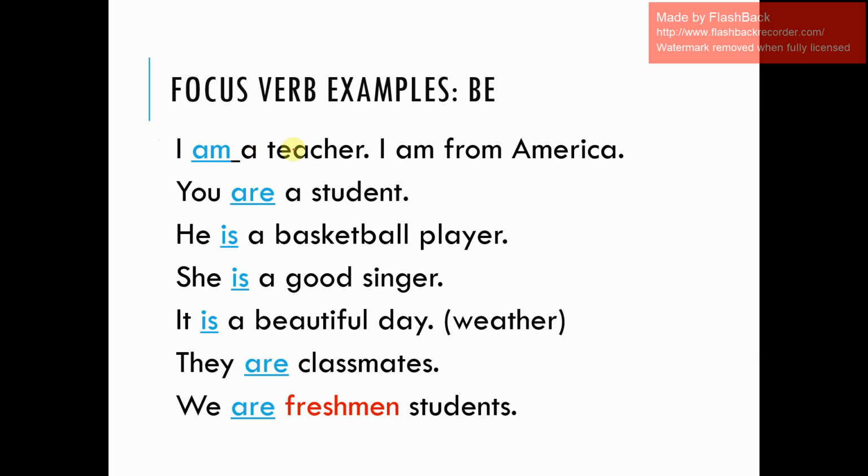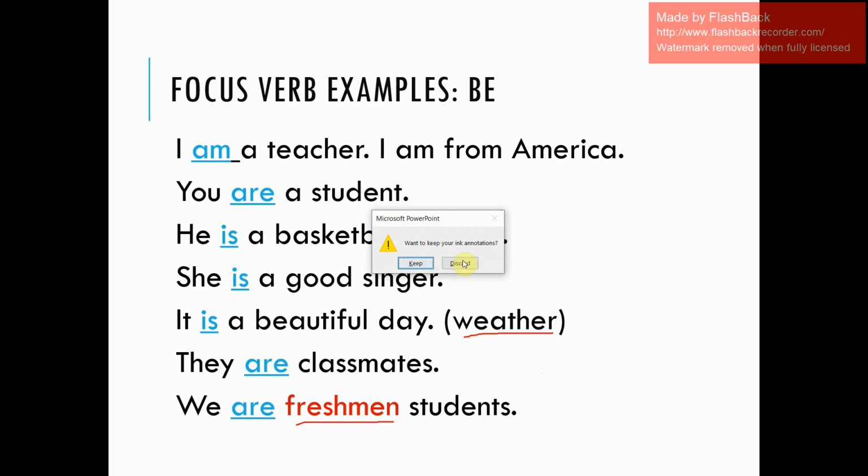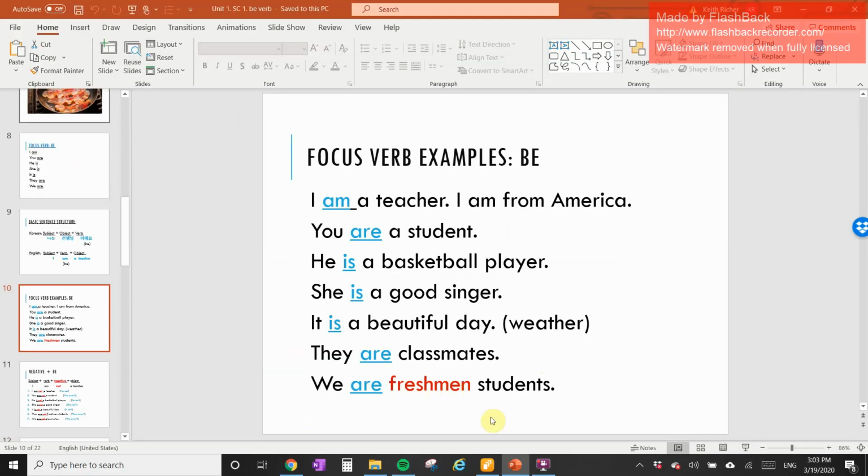Examples: I am a teacher. I am from America. You are a student. He is a basketball player. She is a good singer. It is a beautiful day, talking about the weather. They are classmates. We are freshman students. What is freshman? Freshman is first year in university or first year in high school. You can say we are freshmen. So most of you are freshmen. So you can use that.